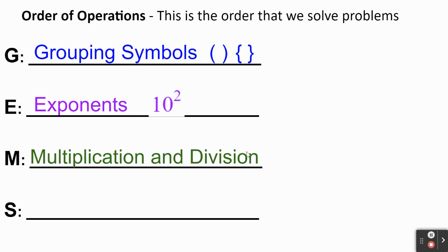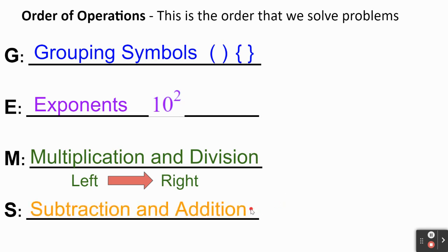If there's both multiplication and division in the problem, we'll solve it going from left to right, just like if we were reading a sentence. Finally, the S stands for subtraction and addition. So if the subtraction and addition is not inside of the grouping symbols, we're going to wait to solve that portion of the problem last. If there's both subtraction and addition in the problem, we'll solve it going from left to right, just like if we were reading a sentence.